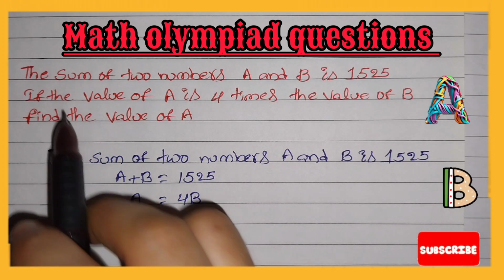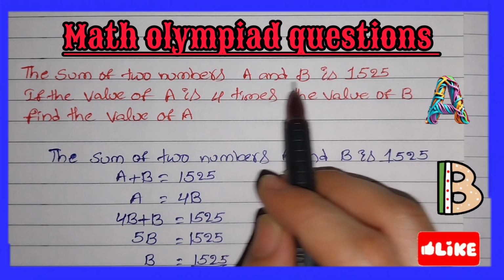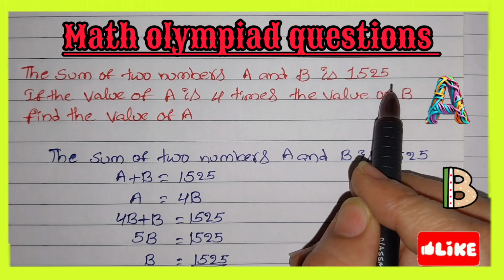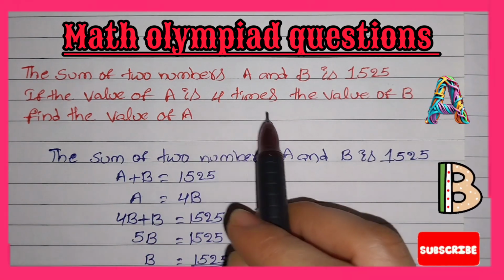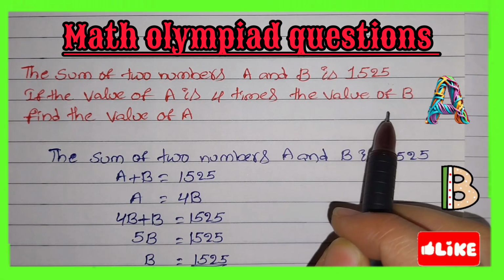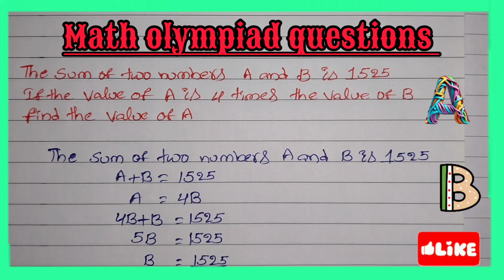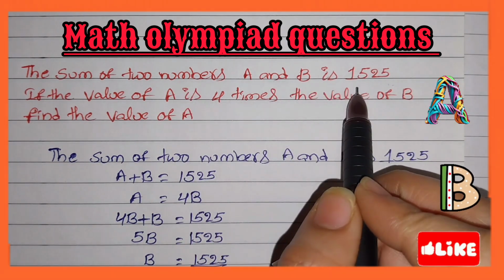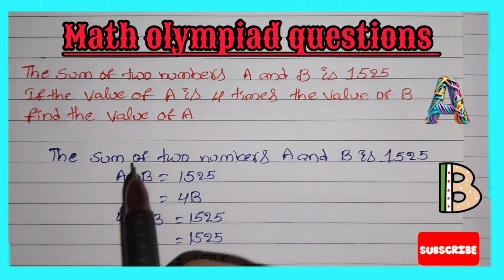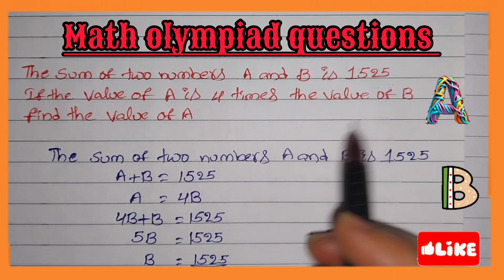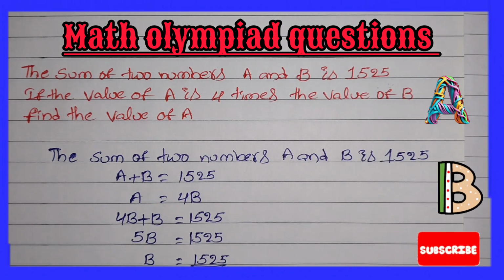The second question is: the sum of two numbers a and b is 1525. If the value of a is 4 times the value of b, find the value of a. The given sum of two numbers a and b is 1525 and the value of a is 4 times the value of b. Find the value of a.